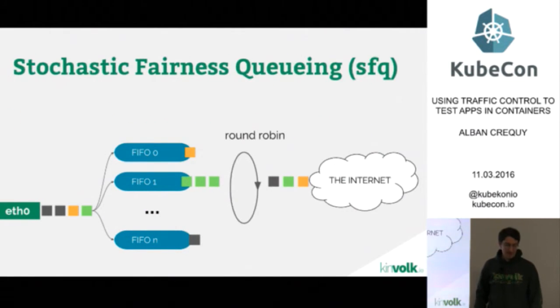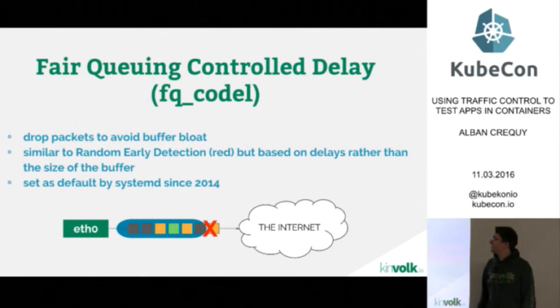There are other queuing disciplines. I will not go over them too much. This one does round robin to make the distribution of bandwidth a bit fairer. And this one is the default one set up by systemd. When the Linux distribution starts and systemd starts, systemd will select this one as the default. So every new network interface, if not configured otherwise, will have this fair queuing controlled delay queuing discipline.